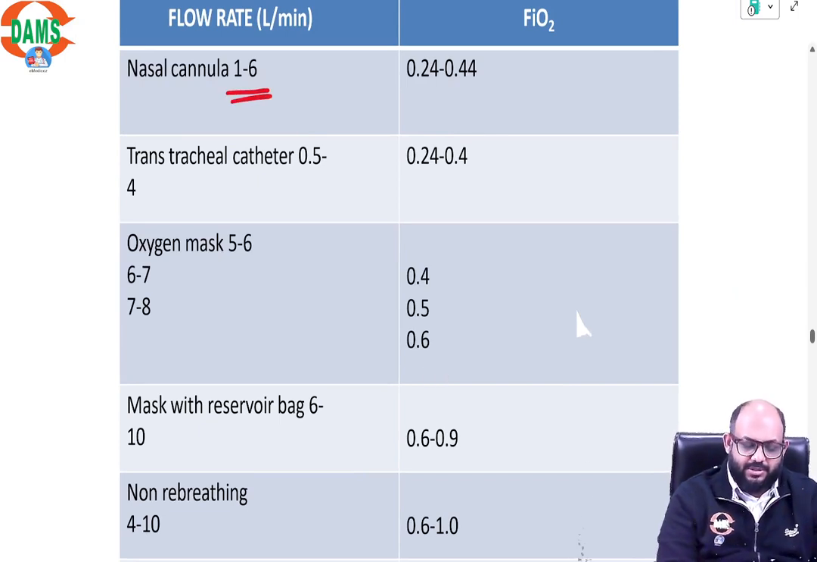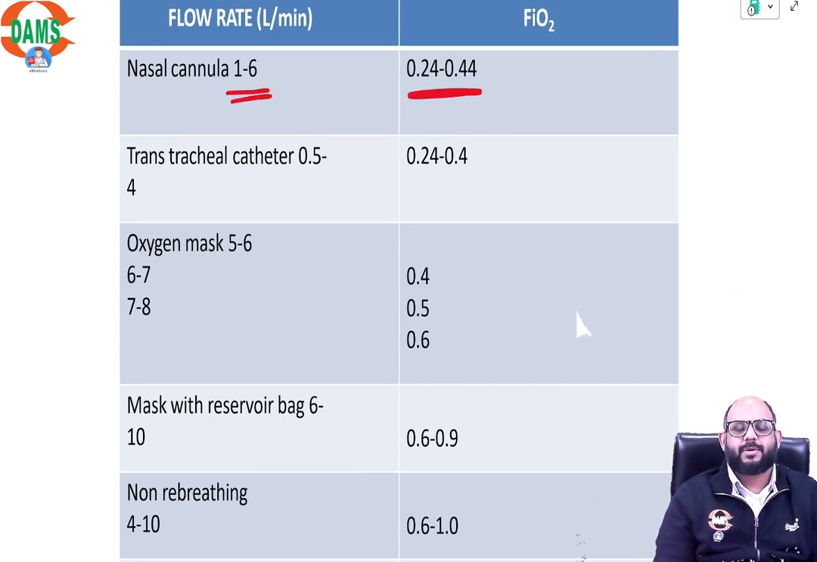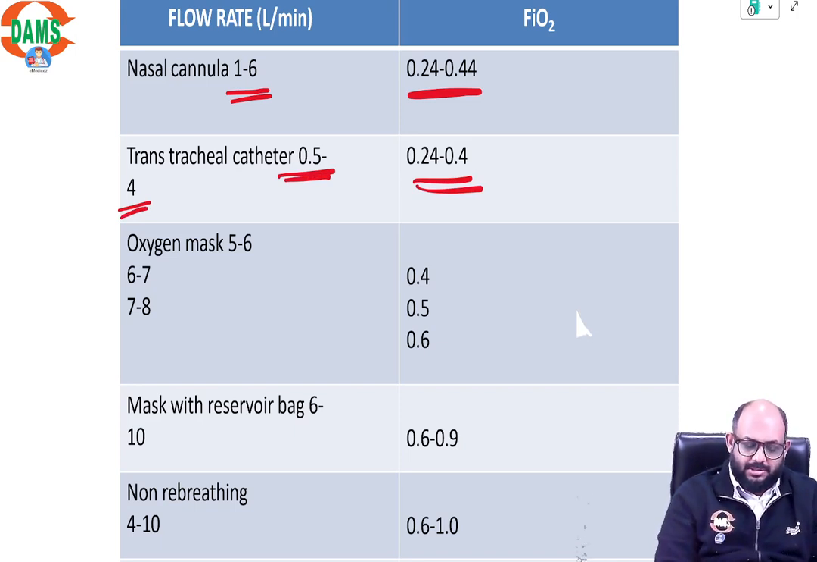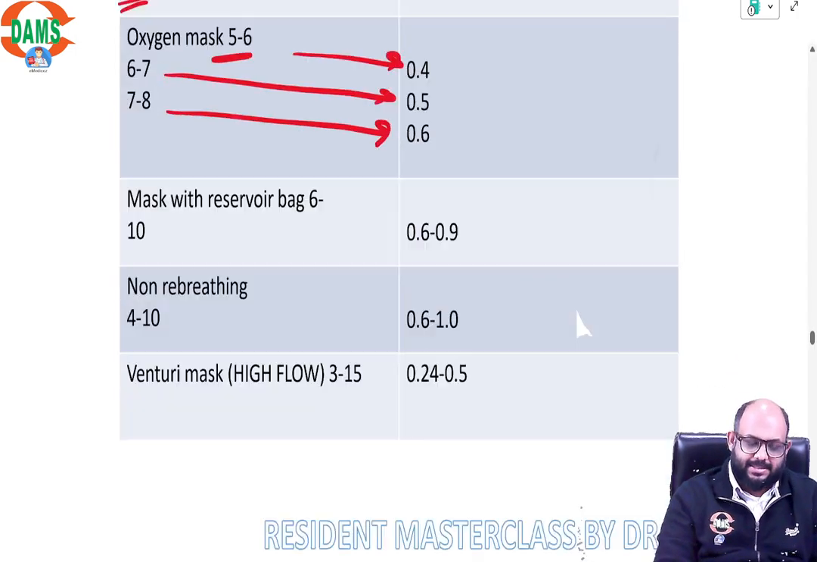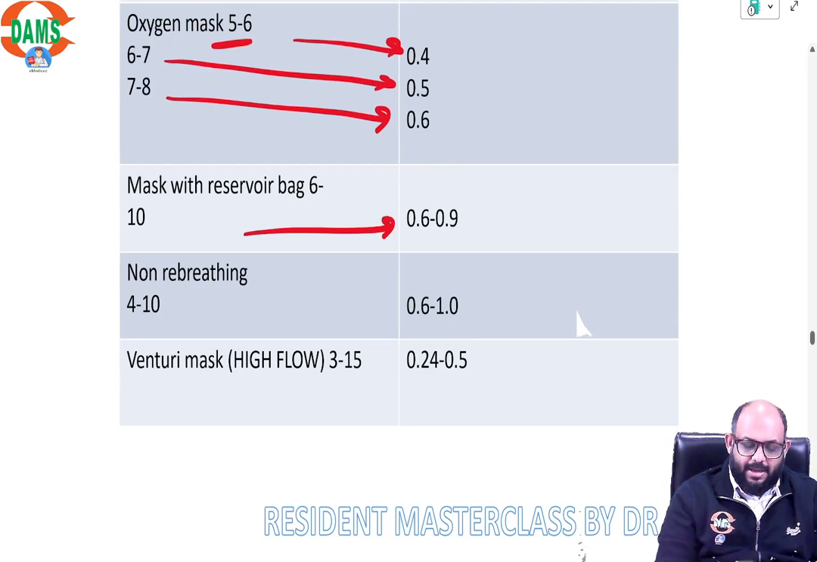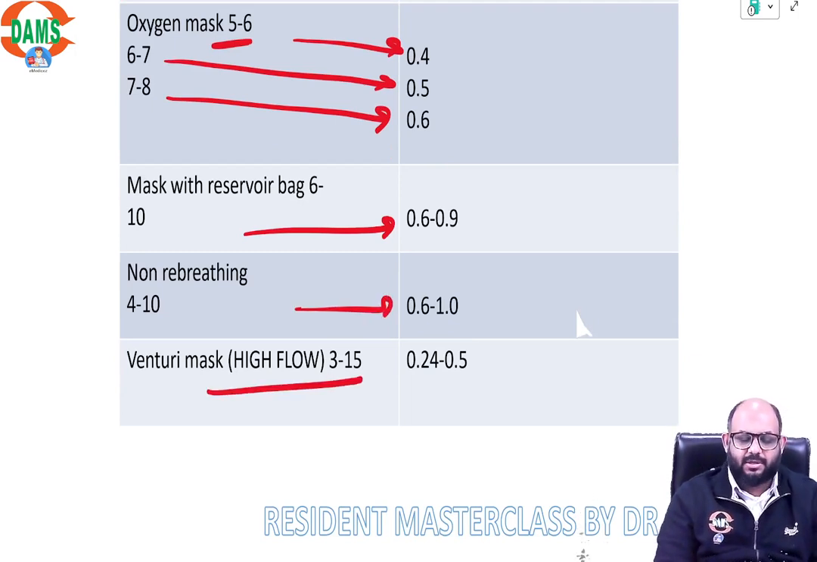Nasal cannula 1 to 6 liters delivers FiO2 between 0.24 to 0.44. Transtracheal catheter 0.25 to 4 liters, FiO2 between 0.24 to 0.4. Oxygen mask 5 to 6 liters per minute, 0.4. 6 to 7 liters, 0.5. 7 to 8 liters, 0.6. Mask with reservoir bag 0.6 to 0.9. Non-rebreathing 0.6 to 1. Venturi mask 3 to 15.